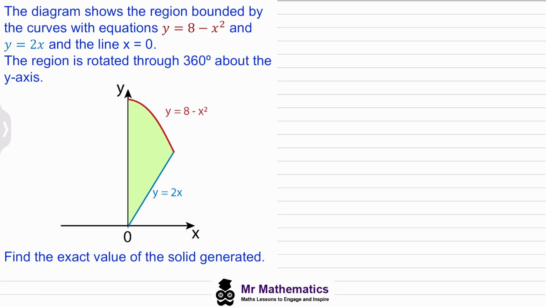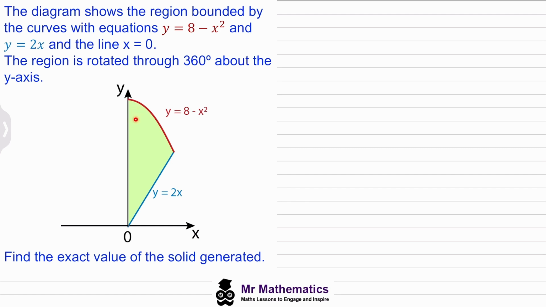So in this question, we're told that the diagram shows the region bounded by the curves with equations y equals 8 minus x squared and y equals 2x, and the line x equals 0. The region is rotated through 360 degrees about the y-axis. Find the exact value of the solid generated.